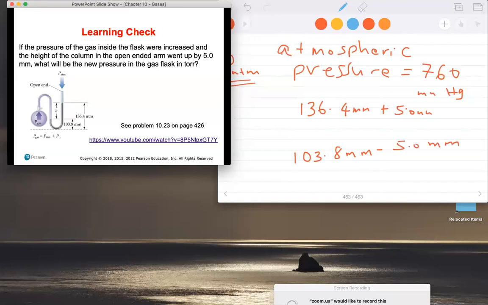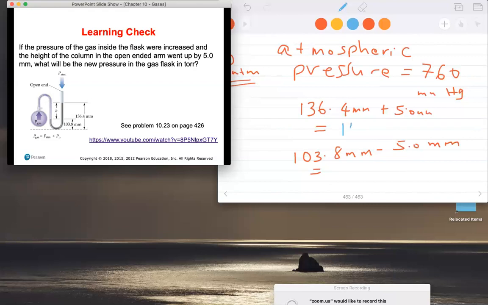Why am I doing this? It's because if the pressure is increased, look here. The pressure of the gas inside the flask will increase, and if this one is going up by 5, this one must also be coming down by 5 because the pressure is increasing. That's why I'm doing that. In order to get the height, 136.4 plus 5.